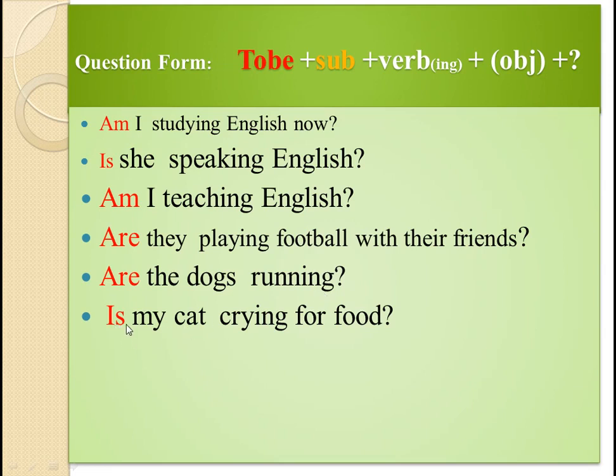For example, like this one, is my cat crying for food? Maybe now you go outside to visit your friend, or you go to the market, and you call your friend at home. You want to know whether your cat is crying for food or not. You want to know whether your cat is hungry or not. If your cat is hungry, you can buy food for your cat.